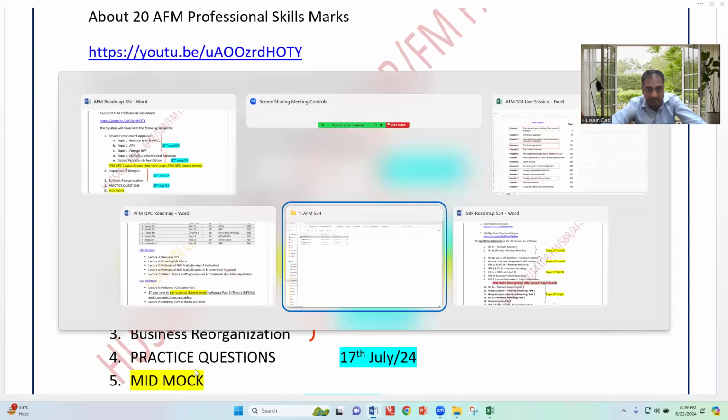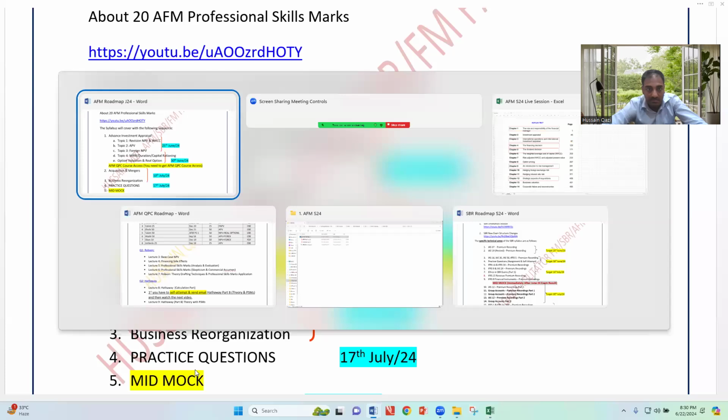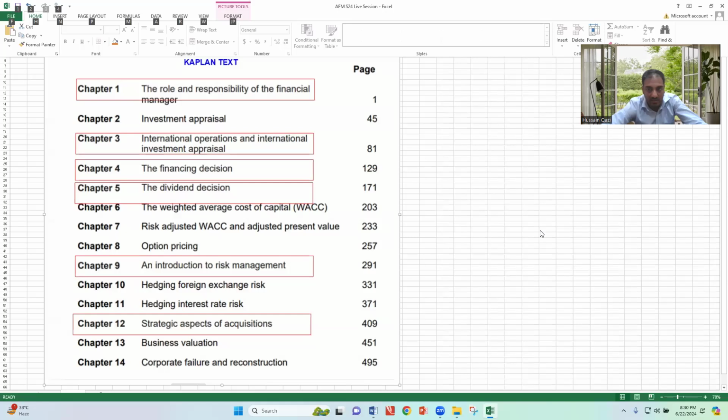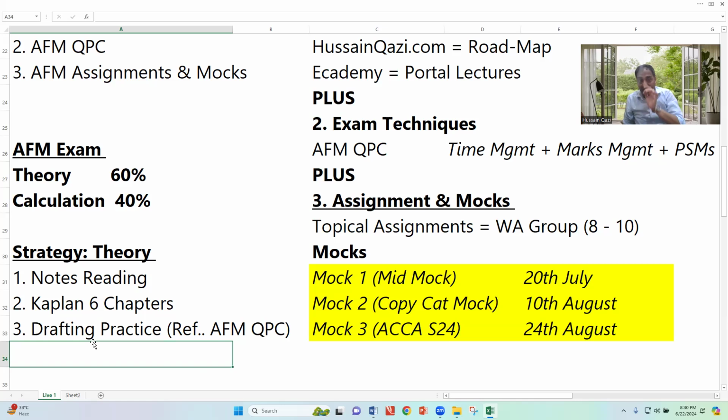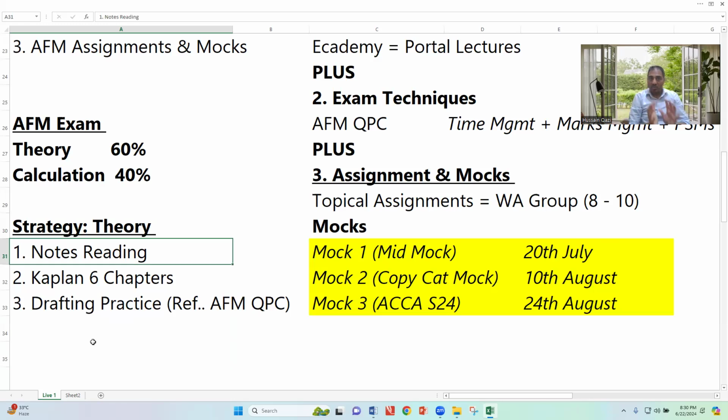And number three, drafting practice. The reference point is AFM QPC, whatever guidance I will provide in my question practice course on how to draft theory, with the exam techniques about time management, marks management, and professional skill marks. You have to draft the answer in this manner. So how to cover theory? Notes reading, Kaplan 6 chapters reading, and drafting practice, with reference to my AFM question practice course.